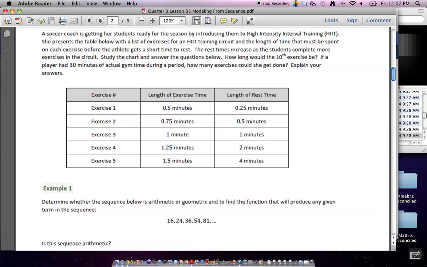Okay, what do you think? Is it 3 minutes? Let's see. 0.5. I don't think it's gonna be 3, I think it's gonna be a little less. Then 0.75, then 1, then 1.25, then 1.5. What are we going up by? 0.25, and this is what kind of sequence? Arithmetic sequence, linear function. Now, let's keep going here. 1.75 is the sixth one, 2 is the seventh, 2.25 is the eighth, 2.5 is the ninth, 2.75 is the 10th. So 2 3/4 minutes long.